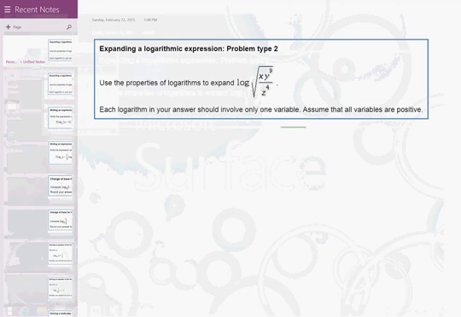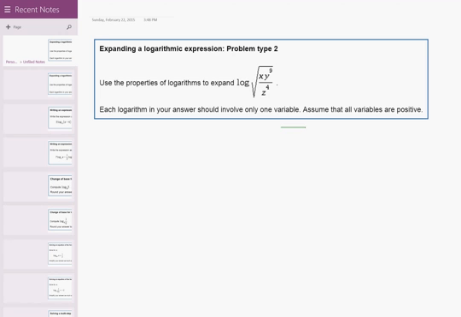We want to expand a logarithmic expression, and in problem type 2 we are given bigger expressions to deal with, and we need to remember about the relationship between radicals and exponents as well. Remember that a square root is the same thing as an exponent of 1/2. So the first thing I'm going to do is get rid of the square root by using the exponent 1/2.